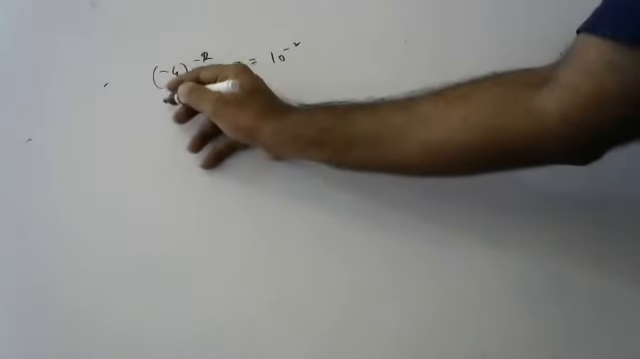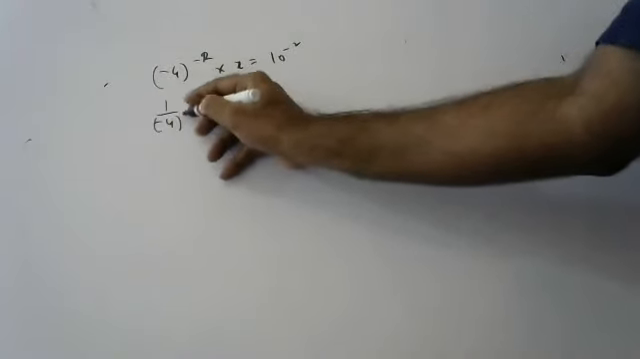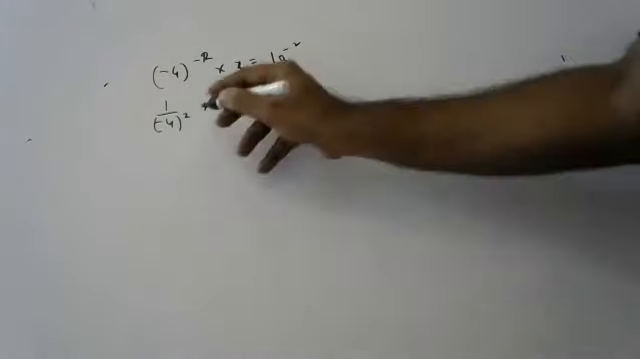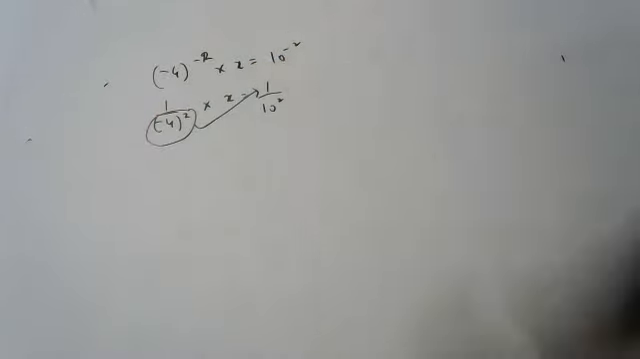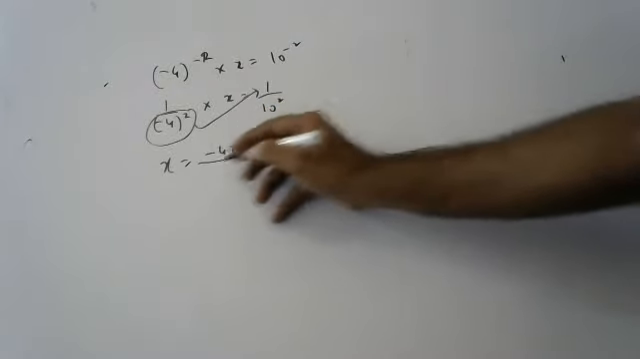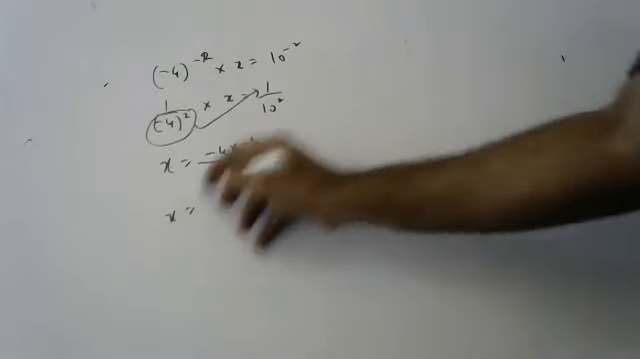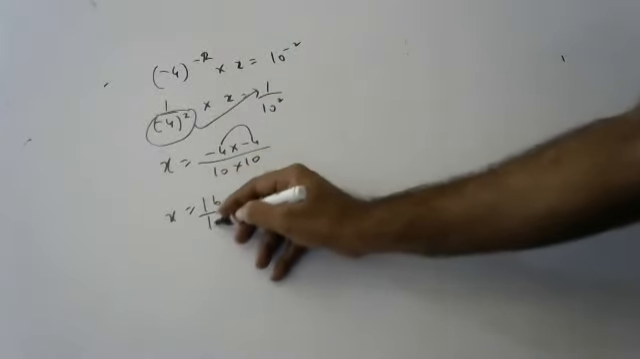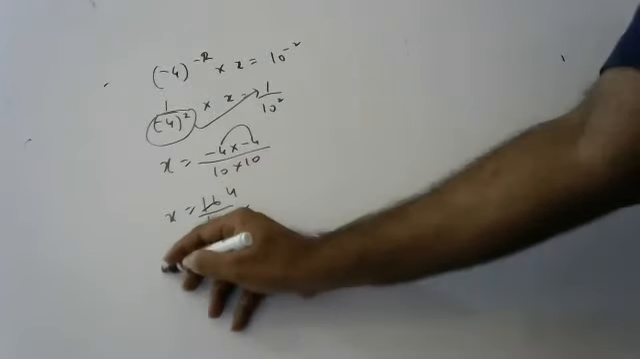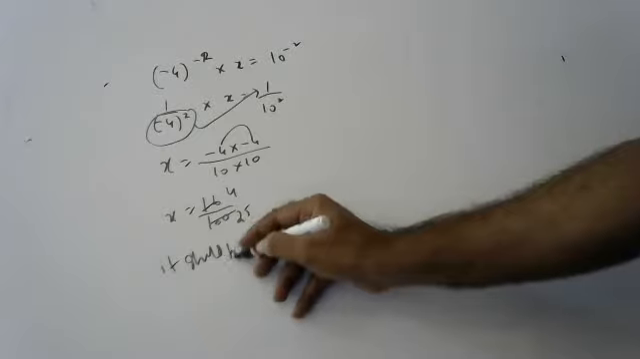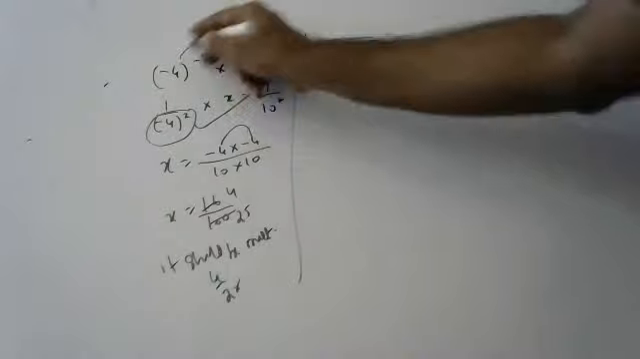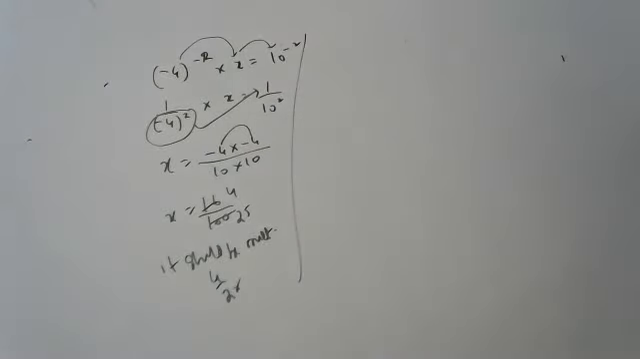1 by minus 4 to the power of 2 into x is equal to 1 by 10 to the power of 2. Now this 10 is down, so if it goes up, x is equal to minus 4 into 4, minus 16 by 10 into 10, which is minus 16 by 100. Okay, so 4 is a 4, 25 is a 25. It should be multiplied with 4 by 25. Okay, this should be multiplied with what number to get this? Okay, next one.